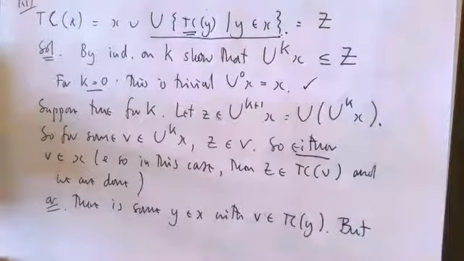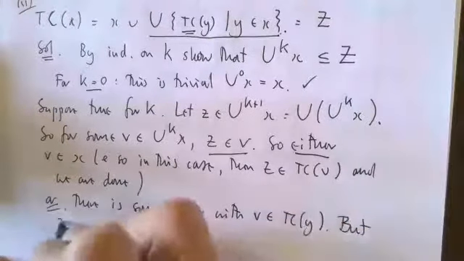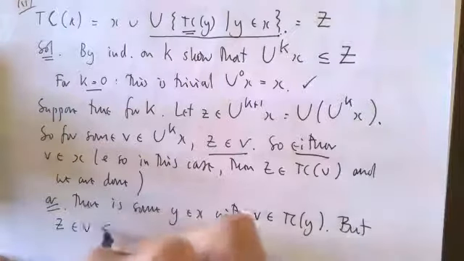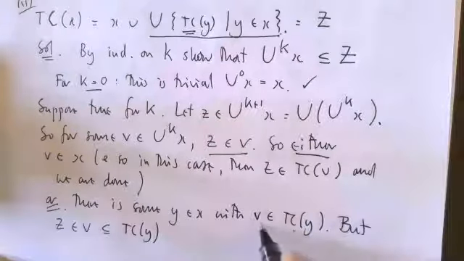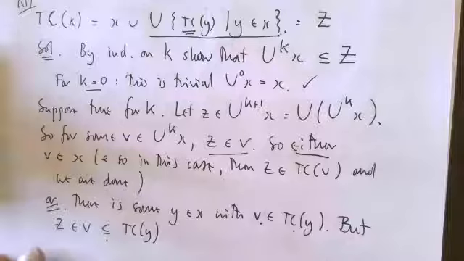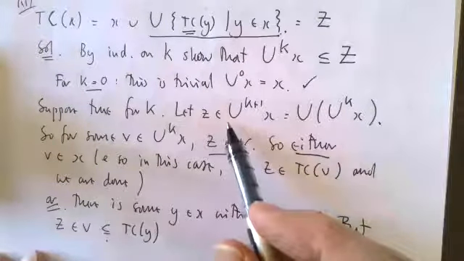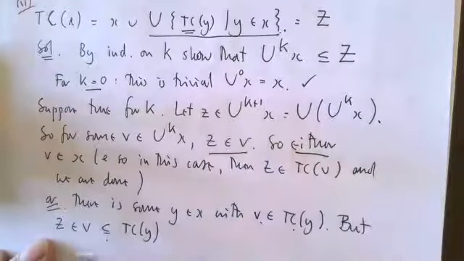But then what does that mean? It means that our z here, z is a member of v, is contained in TCY. This is transitive. Any element is a subset. So the z that we picked out, right, a random z that's in here, is also going to be an element of one of these TCYs.